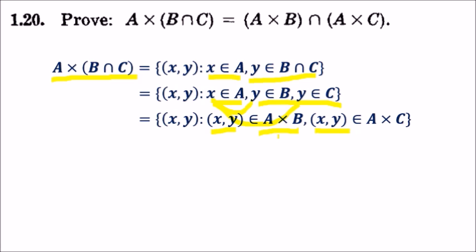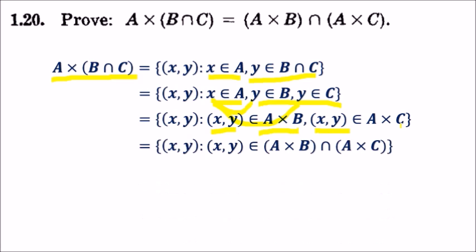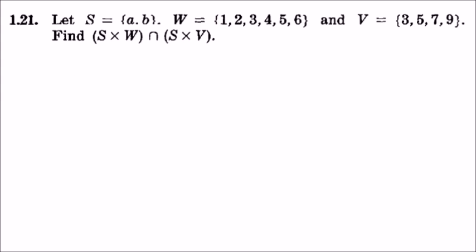And now, from this, we can conclude that if xy is in A times B and also in A times C, meaning it is in the intersection of the two. So the element xy is in the intersection of A cross B and A cross C. So, okay, problem 1.21.